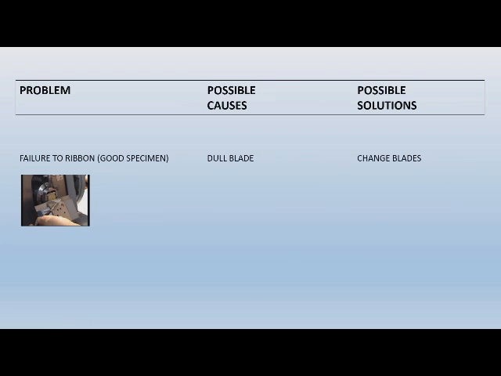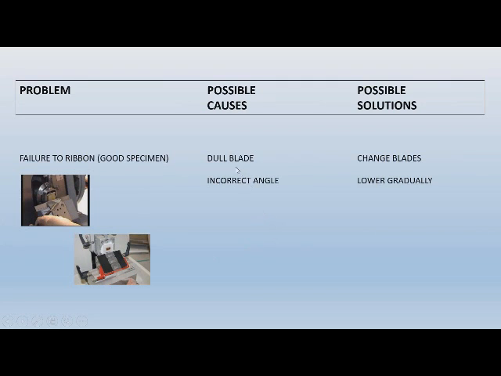For instance, if we have a failure to ribbon here, now this is supposed to be a good specimen, but if you look closely here, it's not really ribboning. I'm actually going to have to pull that off like one piece at a time to get a sample off of it. This is a picture of ribboning. This isn't actually perfect, but it's pretty close to it. So failure to ribbon could be a dull blade, incorrect angle. You want to lower the angle there.